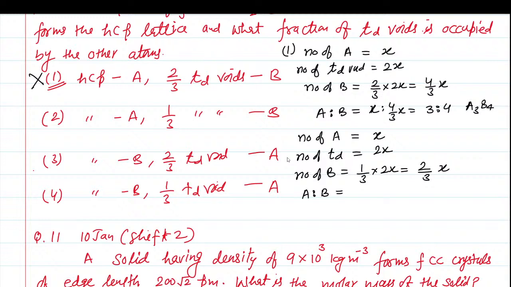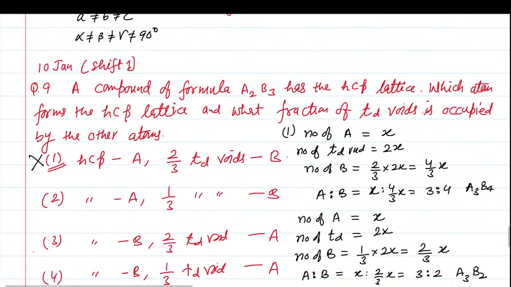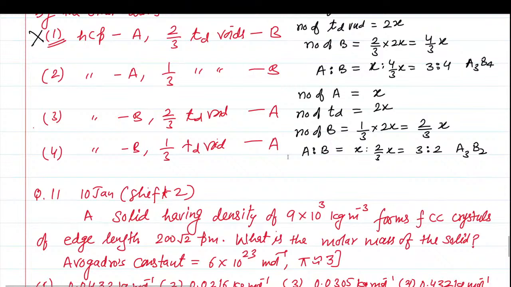Do this question, beta. So A is 2 by 3x, that means 3 is to 2. Formula is not A3B2, it is A2B3. So obviously the fourth option is correct.